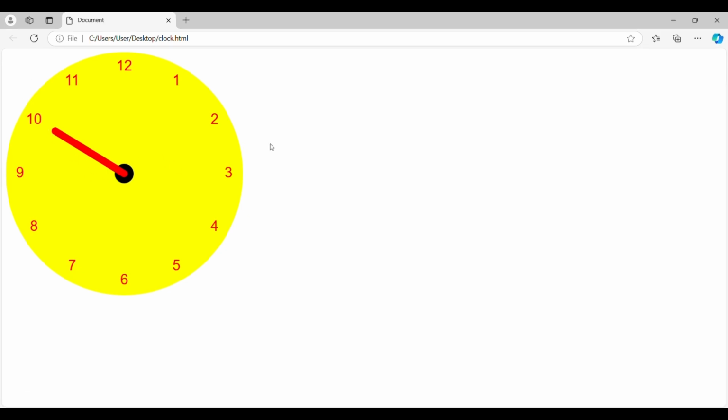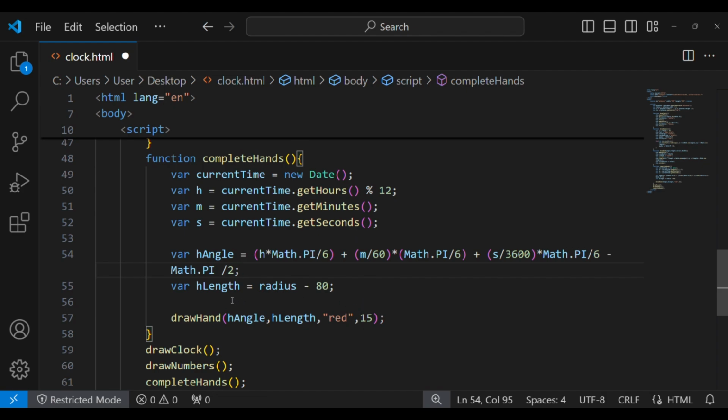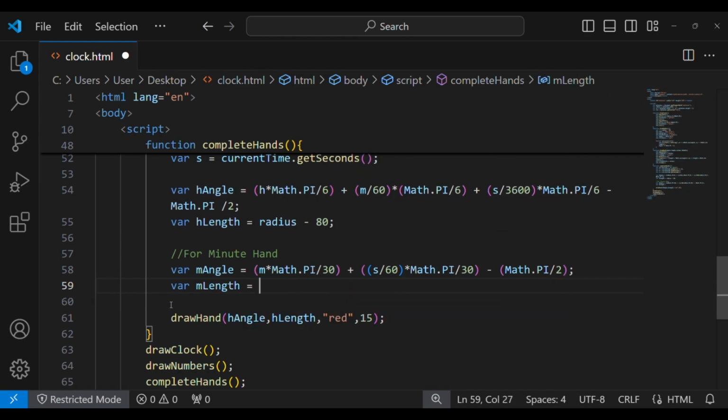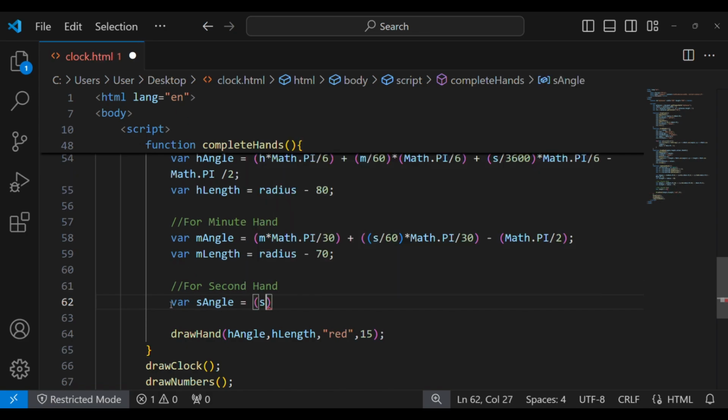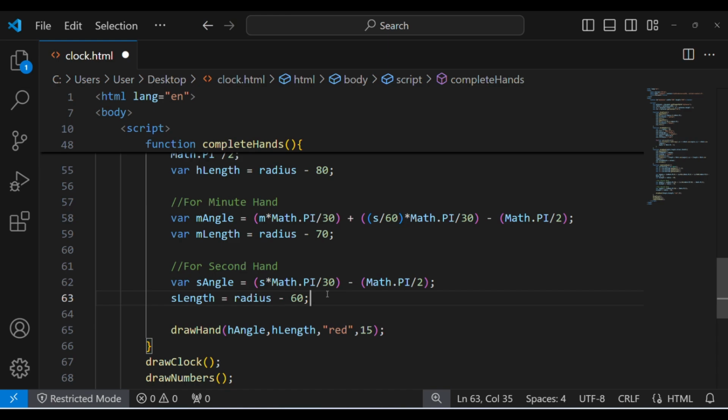Now we have to draw our minute hand and second hand. So let's come back to our HTML file. And here we are going to add the angle and length for the minute hand and second hand. So let me first add and then I will explain it to you. Now let's understand this one.